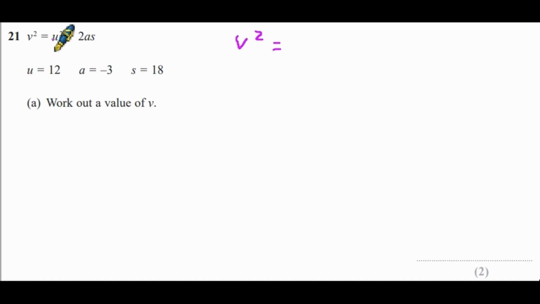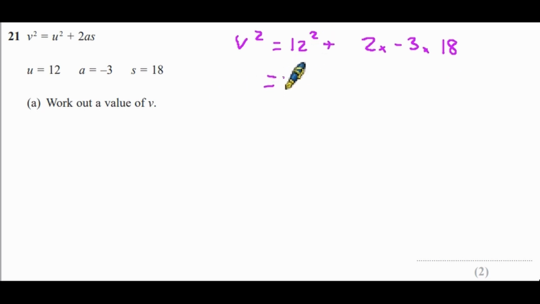Equals u squared. Well, u squared is 12 squared. So let's just write that in for the moment. U is 12, therefore it's 12 squared. Plus, we then have 2 times a times s. So that's 2 times a is minus 3 times s is 18. Let's sort this a little bit further.